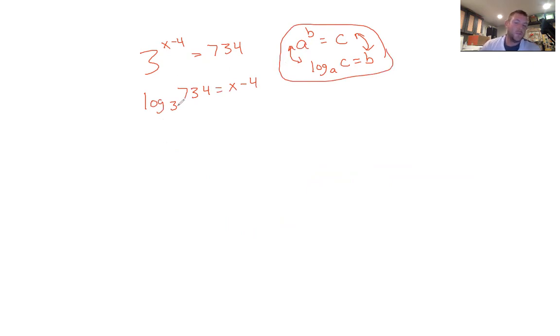To solve this, I can use the change of base. So log of 734 divided by the log of the base, which is 3, is equal to x minus 4. Do the math on that. Make sure you close off your parenthesis there. And I get 6.006, so I'm going to go 6.0 equals x minus 4. And then I add 4, so x equals 10.